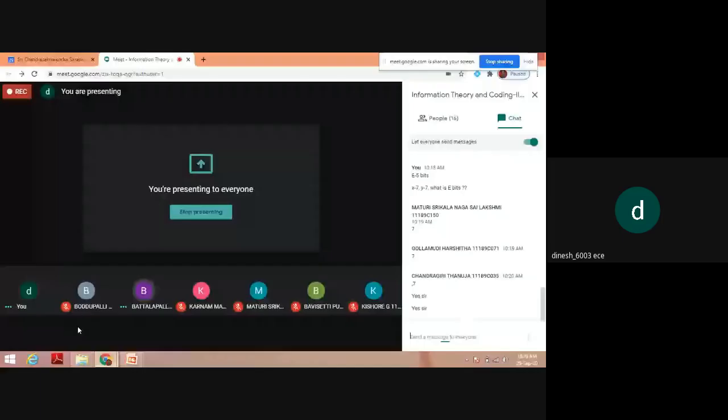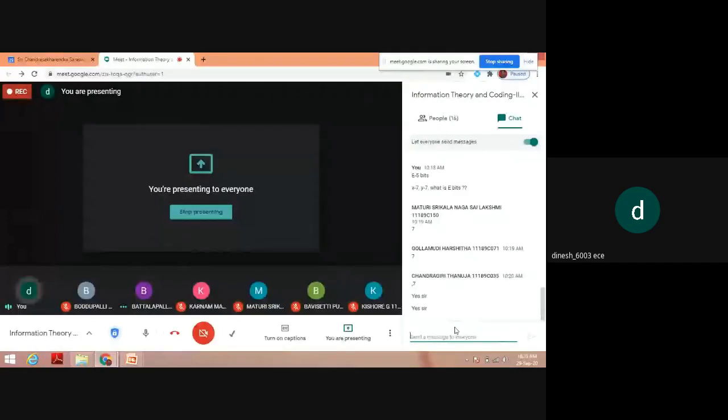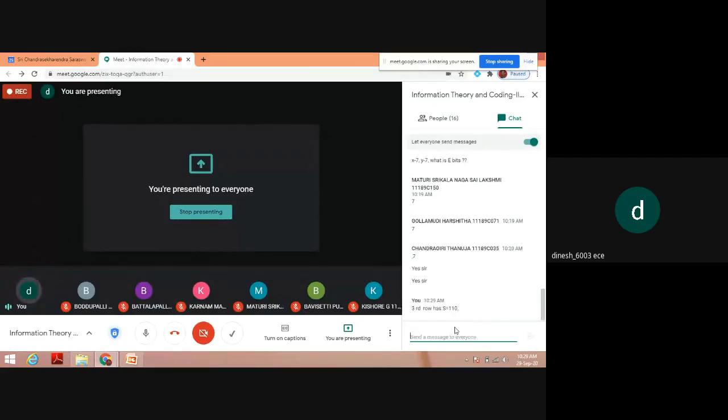Third row, sir. In H transpose, 1, 1, 0 is present in which row? Third row. Yeah, very good. Yes, correct. Third row. I'll type it in the chat box also. Third row has S is equal to 1, 1, 0. Sorry, third row is having 1, 1, 0.